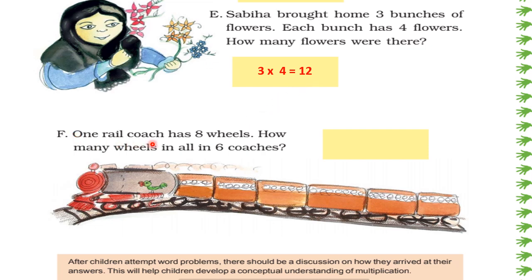Now one rail coach has 8 wheels. How many wheels in all in 6 coaches? So 8 wheels in one coach. So for 6 coaches, 8 multiplied by 6 is equal to 48.